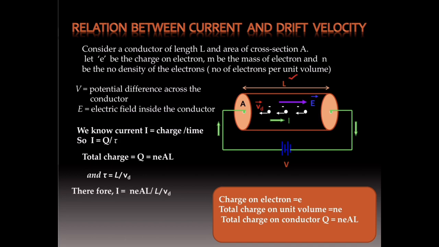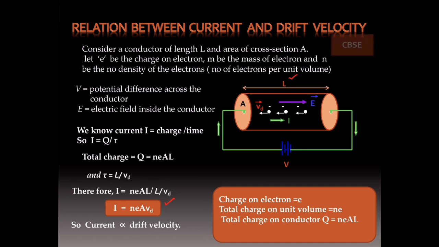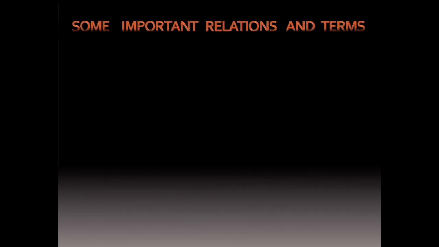So I is written as neAl divided by L by Vd. After cancelling out, we will get I equal to neAVd, a very important relation, and that shows I is directly proportional to drift velocity. This is very important from the CBSE point of view, for the 2-mark or 3-mark section.